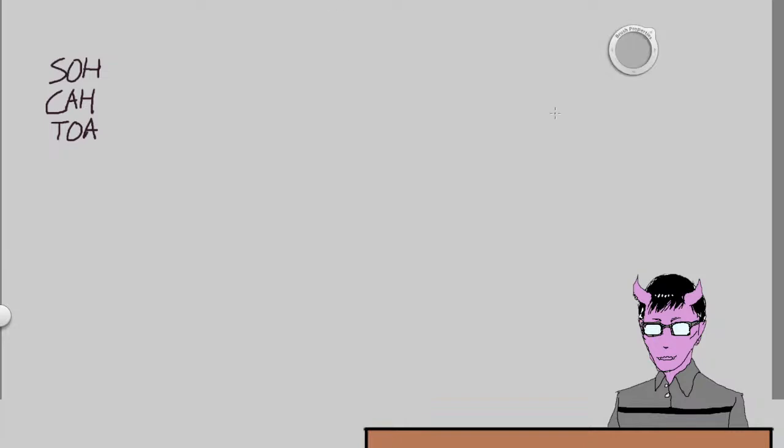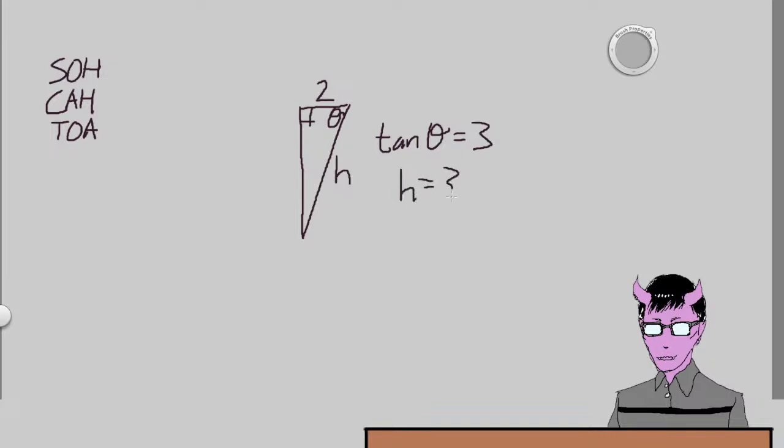Here's the first up. And this thing right here. Sometimes drawing these is kind of a pain. Alright, there we go. So the given side here is 2, and then we have an angle theta right there. And we're also given tangent of theta is equal to 3. And the question asks, if this is h, then h is equal to what? So that is the particular problem.